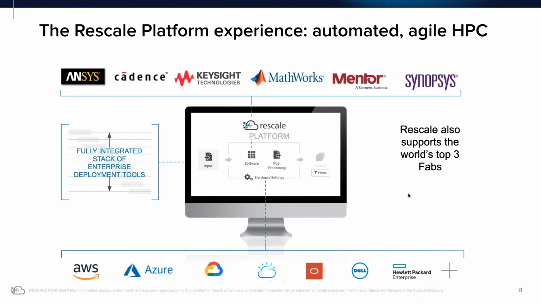You upload your PDK because you're going to be working with one of the fabs, and we do support the top 3 in the world. And then you do your runs, and you either pull the data back or you post-process in the cloud. And literally, it's within 10 mouse clicks, you're off to the races and running.